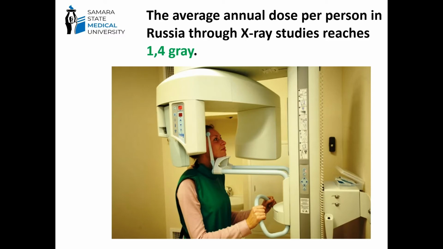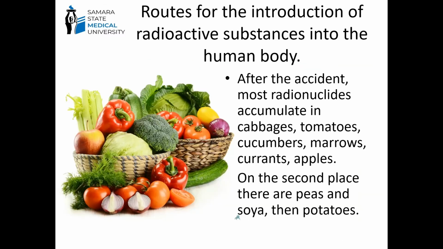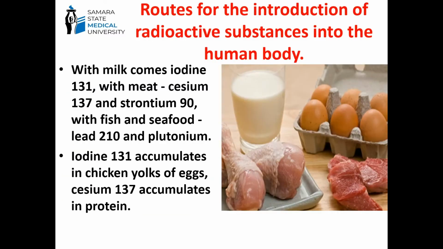The next point of the lecture is routes for the introduction of radioactive substances into the human body. There are the following routes. After the accident, most radionuclides accumulate in cabbages, tomatoes, cucumbers, marrows, currants, apples. In second place, there are peas and soya, then potatoes. With milk comes iodine, with meat, cesium and strontium. With fish and seafood, lead and plutonium.